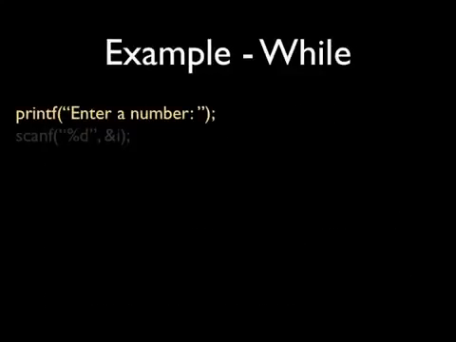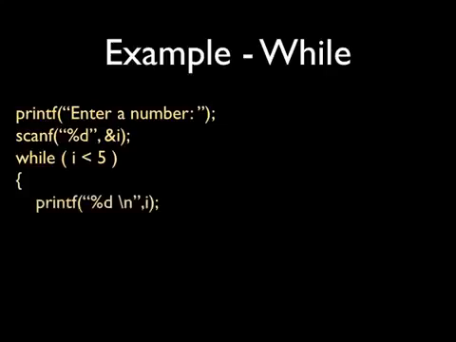So our next example of a while loop, we're going to enter a number, then we're going to read in a value, and we're going to check if that value is less than 5, same as last time, and print out the value to the screen.